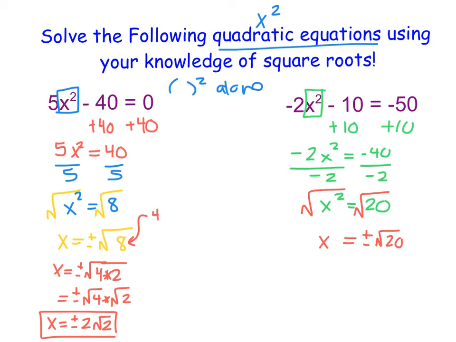Now from here, I need to make sure I have a simplified square root. And if I look at 20 and I think about all of the perfect squares, I know that 20 is divisible by the perfect square of 4. So we're going to simplify this by rewriting this as plus or minus, well, it's 4 times 5, so it's the square root of 4 times the square root of 5. So this becomes x equals plus or minus 2 square roots of 5.